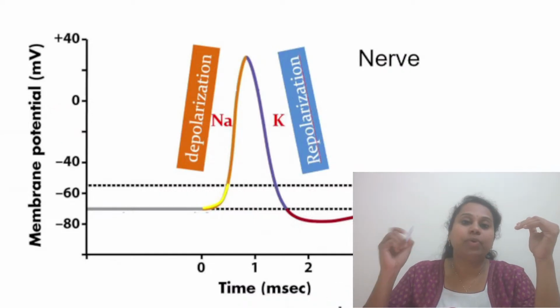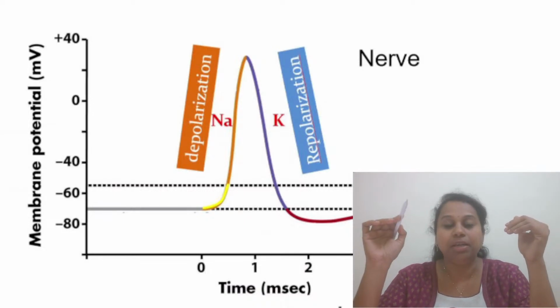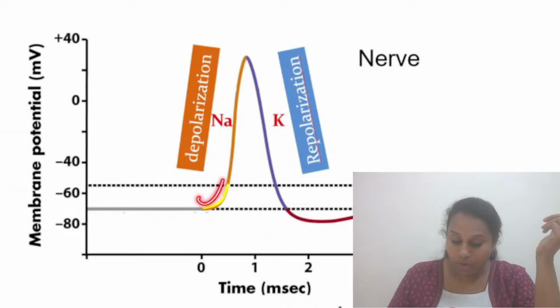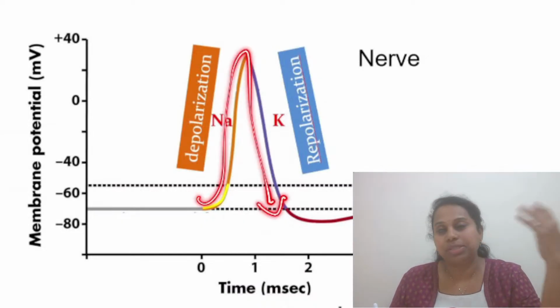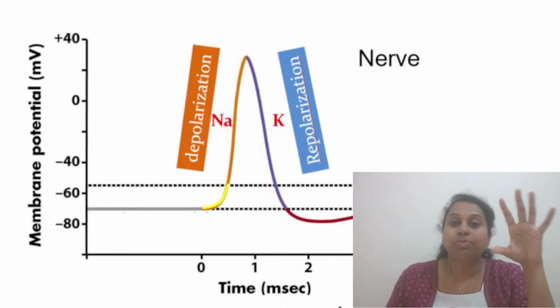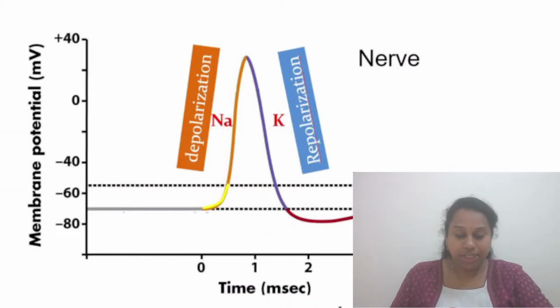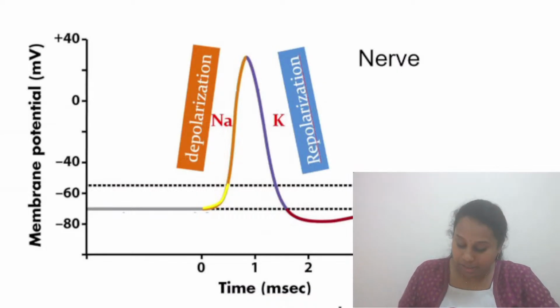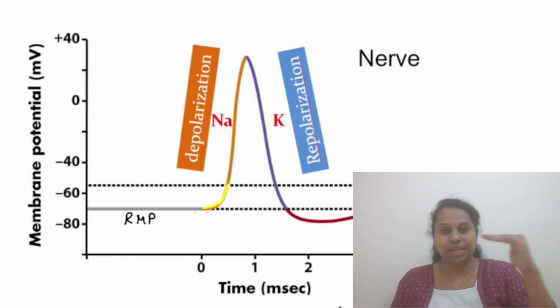Over time, if you excite a cell, if you stimulate a cell, if you give any current to an excitable cell, the cell will show all these different changes in the membrane potential. It will become positive, negative. So those potential changes are called action potential. Initially, the cell is at rest. So this is called the RMP, or resting membrane potential.